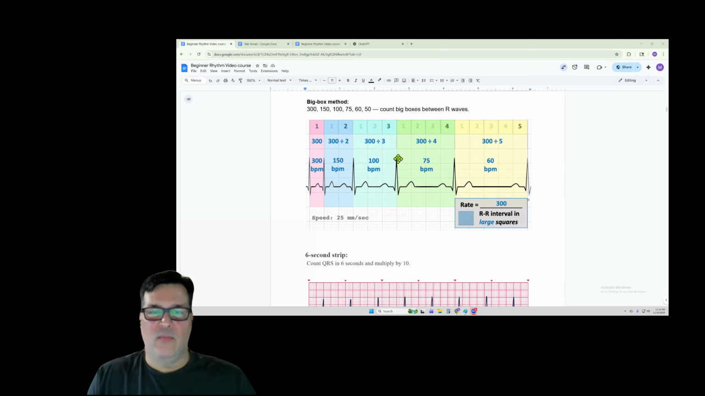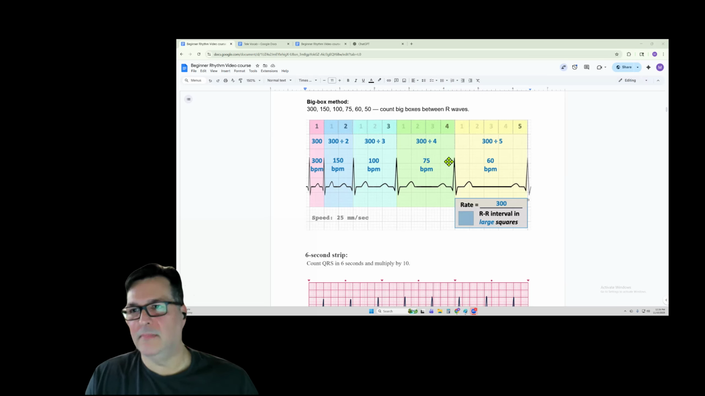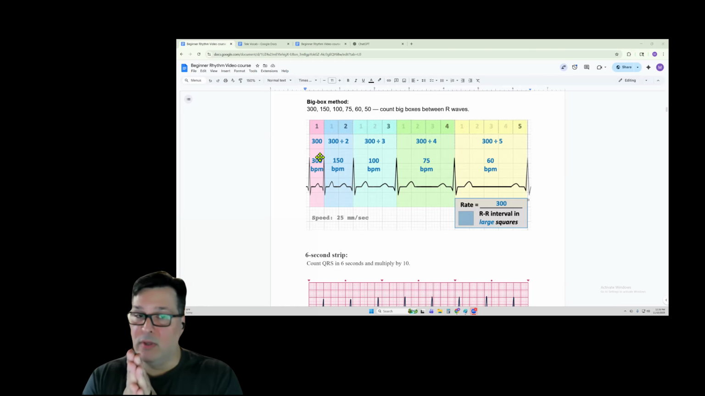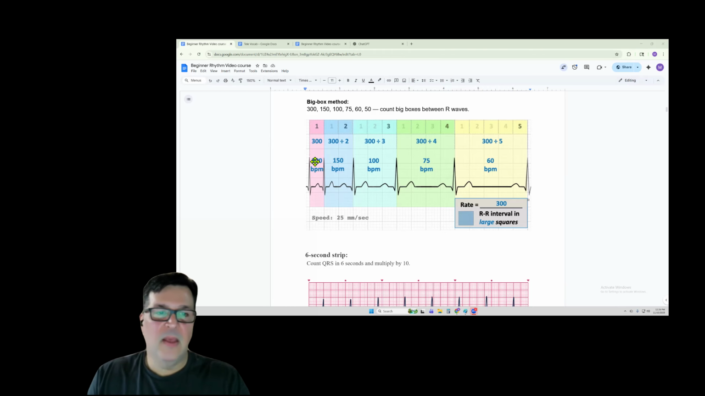So if I had a rhythm that had the R to R at this distance right here, I would quickly count 4 boxes. That'd be one box is 300, 150, 100, 75. And that just gives me a quick heart rate calculation. Oh, yes. If the R to R's are really close together, and it's like 1 or 2 boxes, that would be 300 beats per minute. 2 boxes between would be 150.